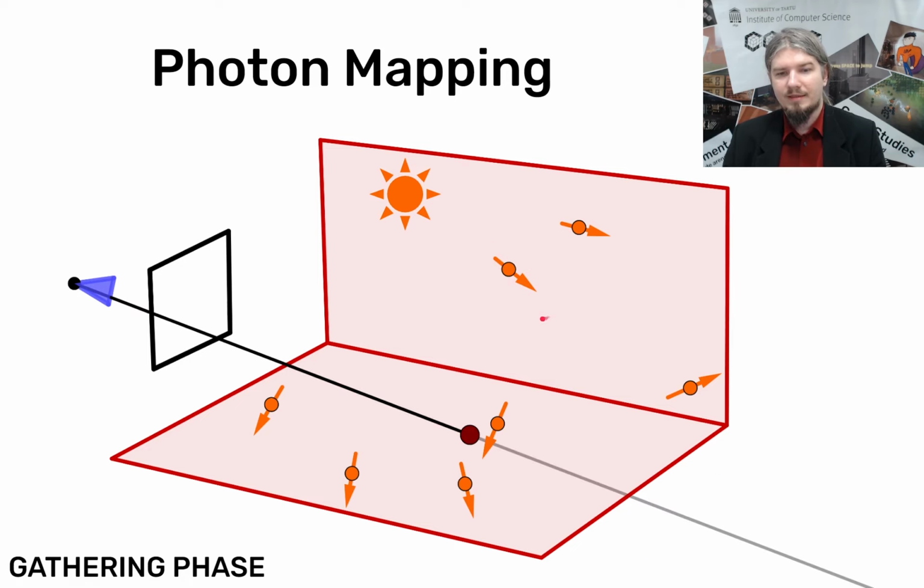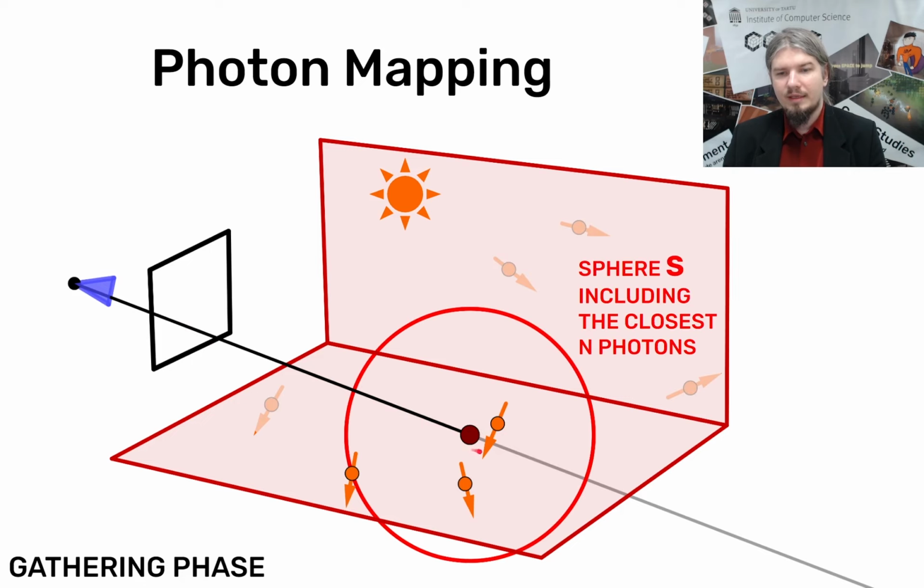The second phase is the gathering phase. So now we shoot a ray from our camera through our screen for each pixel and we find the intersection point, just like with regular ray traced rendering. Next, we're going to have a sphere that includes some closest n photons from the map. So we're looking for some n photons that are close to the intersection point, and well, these will lie in some specific sphere.